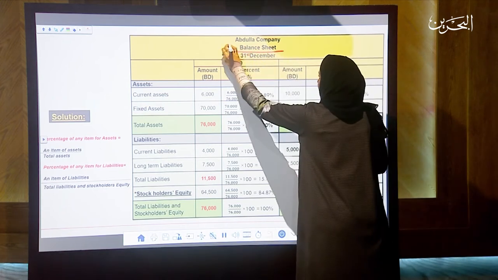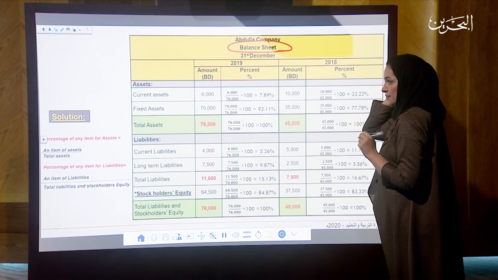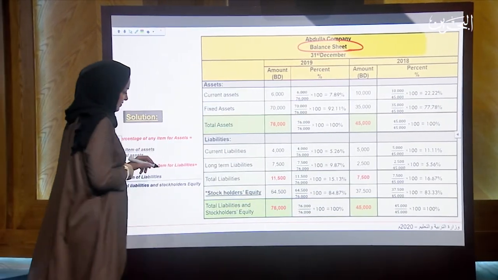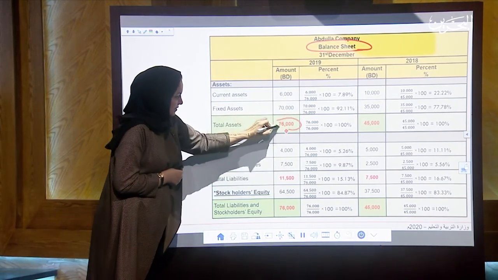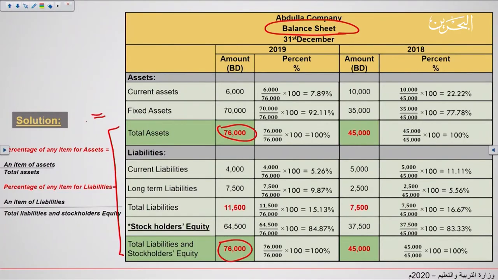We have 2 years. First, balance sheet. Okay, in balance sheet, we have assets, total assets equal liability plus owner's equity. So, when we come to total assets and total liability and owner's equity, it's already equal, as you know it before in accounting 111. Okay, the same as here. In 2018, the total assets is equal total liability and owner's equity. Okay, now when we want to apply this formula, what does the formula say? Any item of assets divided by total assets. Any item of liability divided by total liability and owner's equity.